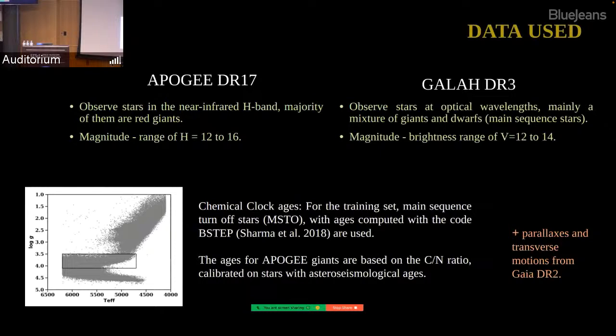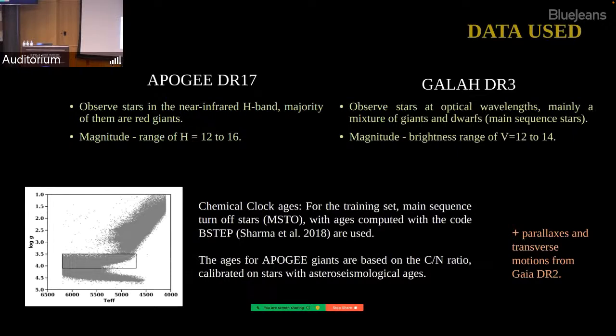We have used data from APOGEE, which observes stars in the near-infrared H band, most of which are red giants, and from GALAH, which observes stars at optical wavelengths. For the ages, we used chemical clock ages, which are determined for a large fraction of stars in the GALAH survey with well-measured chemical abundances.